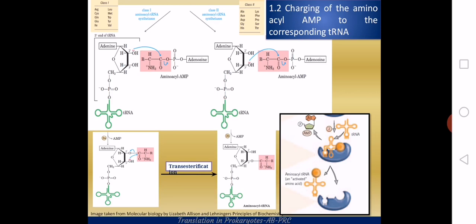In the charging, or the addition, of the aminoacyl AMP into the tRNA, there is a transesterification, or a nucleophilic attack, and finally you will get an aminoacyl tRNA molecule. Right. So the first stage is the addition of AMP to the amino acid. The second stage is the charging of this aminoacyl AMP into the tRNA molecule to produce an aminoacyl tRNA molecule. Right. And this is an energy consuming process.